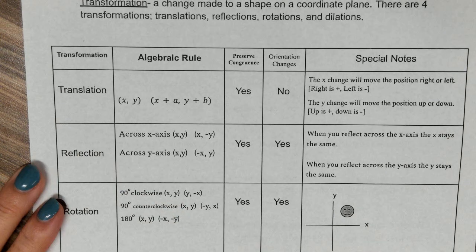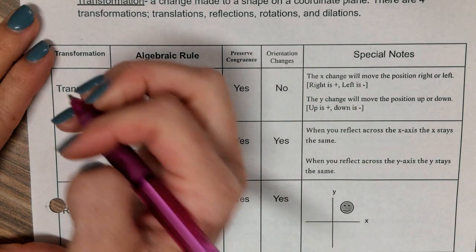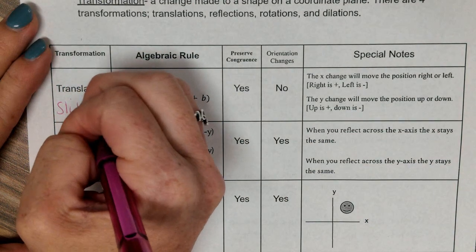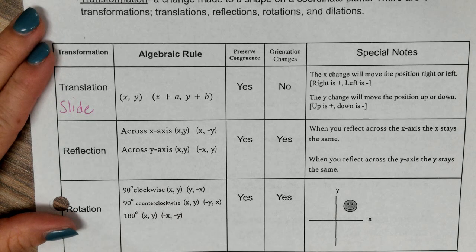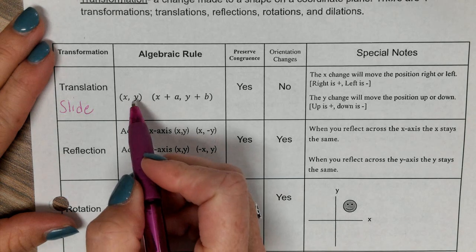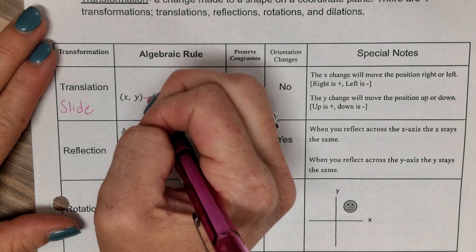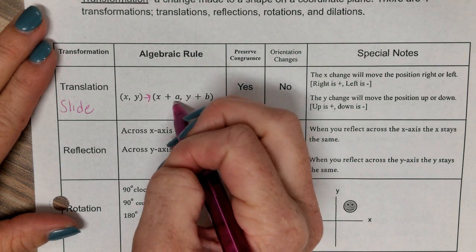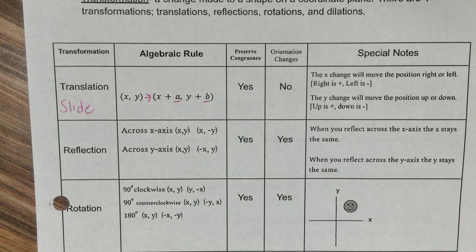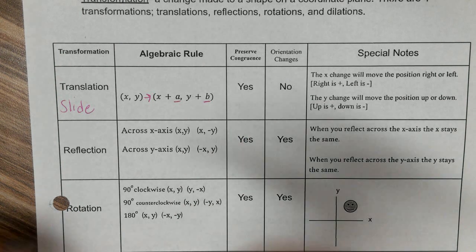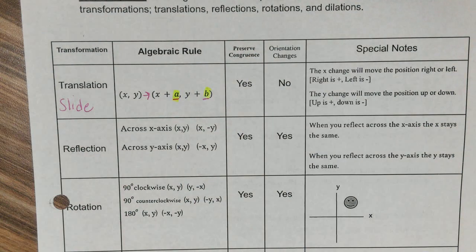A translation, who remembers the word for it? Slide. A translation is an adding or subtracting rule. So it is where you take your X and Y, there should be an arrow right here, and you add something or subtract something to the X and the Y. Your job is to figure out what numbers go here and here. And so we'll go over that in just a second.